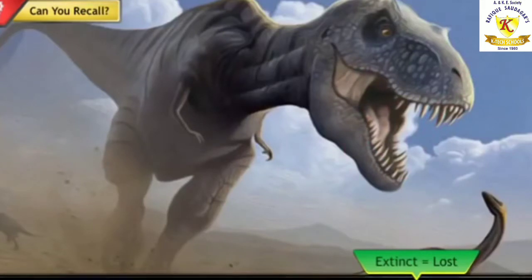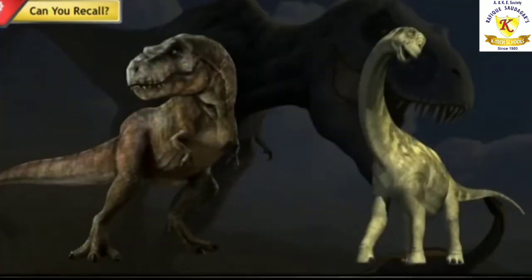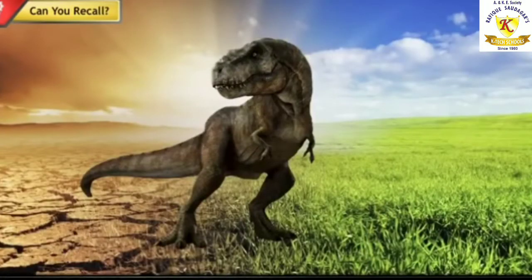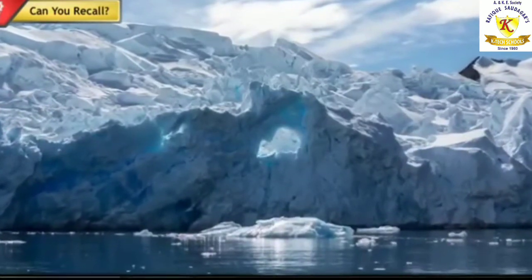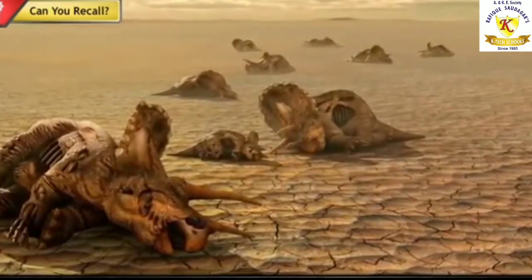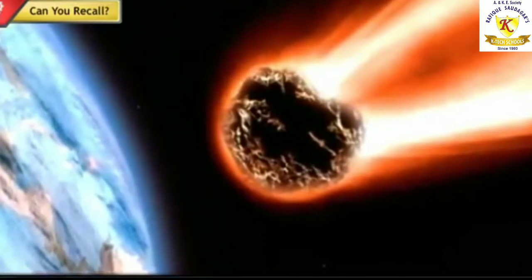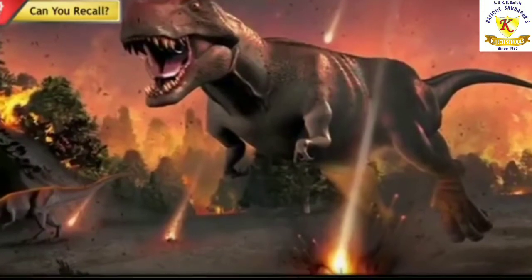Why did huge animals like dinosaurs become extinct? That means lost. There are two theories about the extinction of dinosaurs, and those are as follows. Dinosaurs could not adapt to the environment in which they were trying to survive. There was the beginning of the Ice Age, which resulted in scarcity of food. The starvation was one of the reasons for extinction. A meteor collided with the earth and this resulted in the catastrophic death of the dinosaurs.